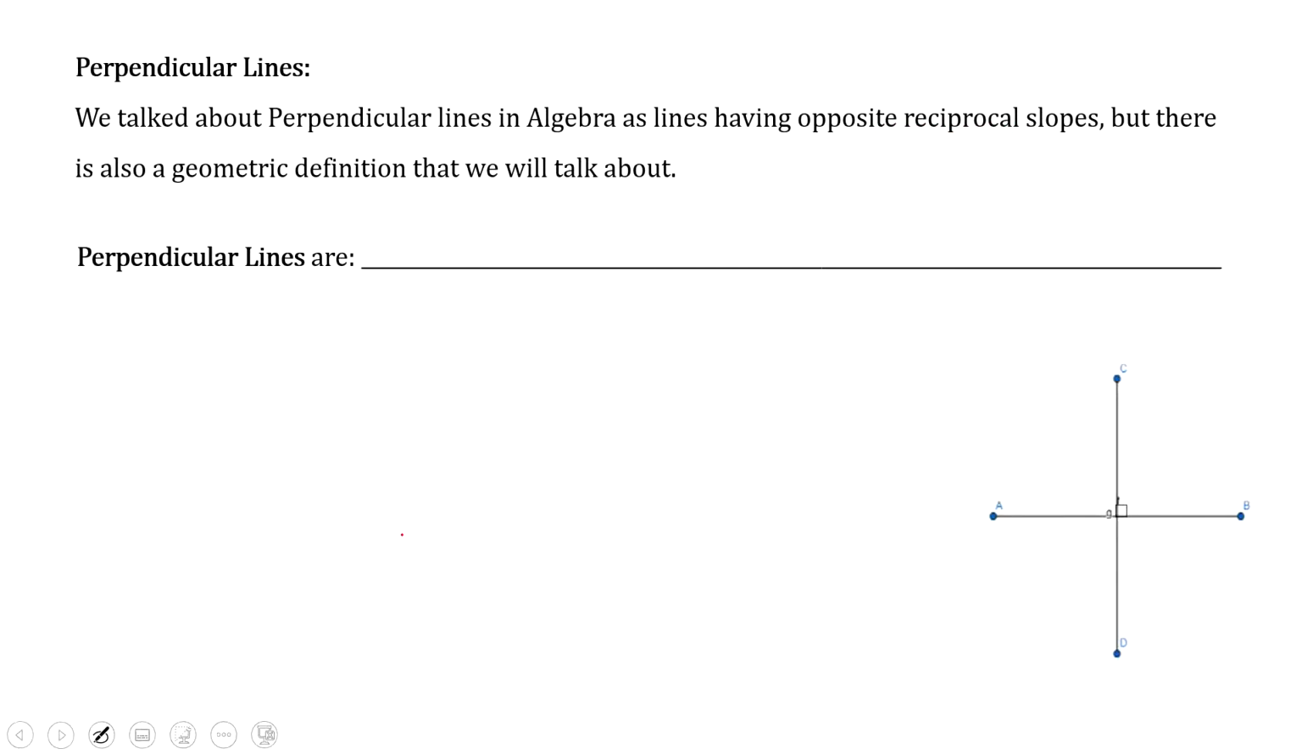One last thing we learned, perpendicular lines. In algebra, we learned perpendicular lines are lines that have opposite reciprocal slopes. That is the algebra definition of a perpendicular line. In geometry, we just use the basic one: two lines that cross to form four 90-degree angles.